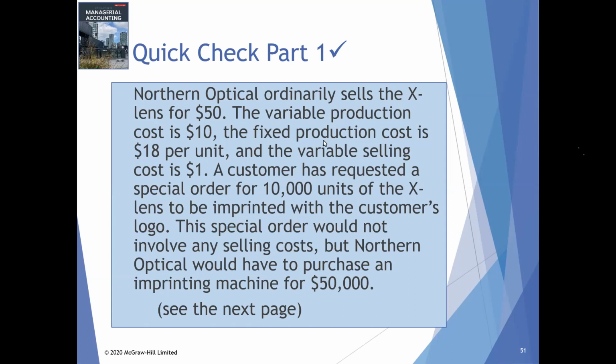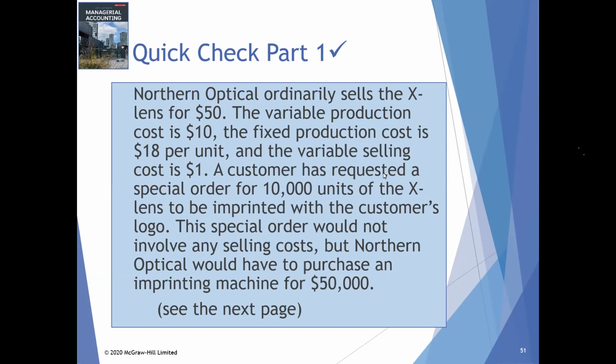The variable production cost is 10 and the fixed production cost is 18 per unit. Variable selling cost is 1. So this is a selling expenditure, and these are the fixed expenditure, and the variable production cost is 10, and the lens cost is 50.